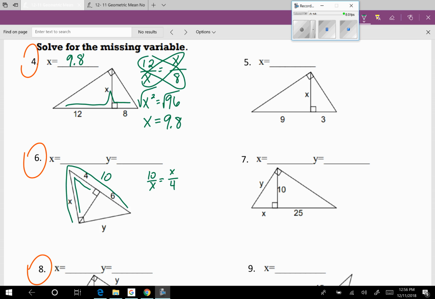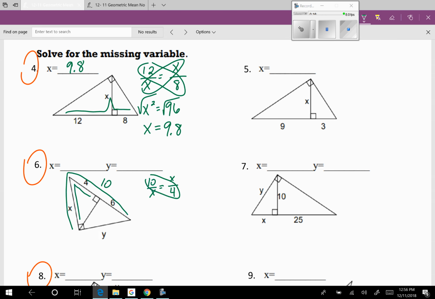Okay, so we set up our proportion, and now we'll just do our cross products. So x times x, that's x squared, which is equal to 40. So square root. So x is the square root of 40. And so now you guys need to evaluate and find the square root of 40. And that's your answer for x.